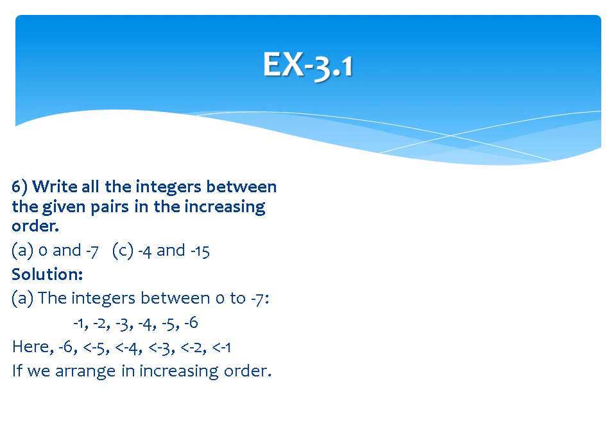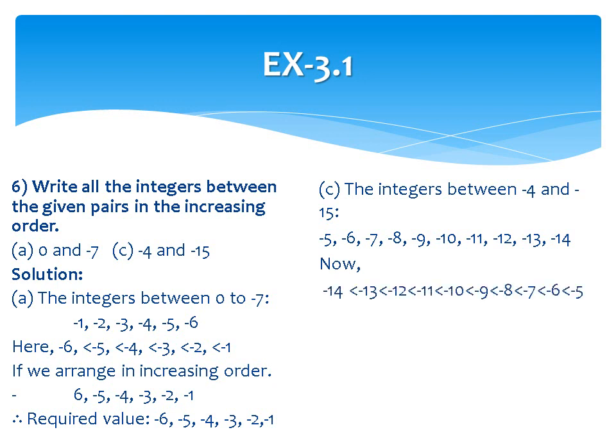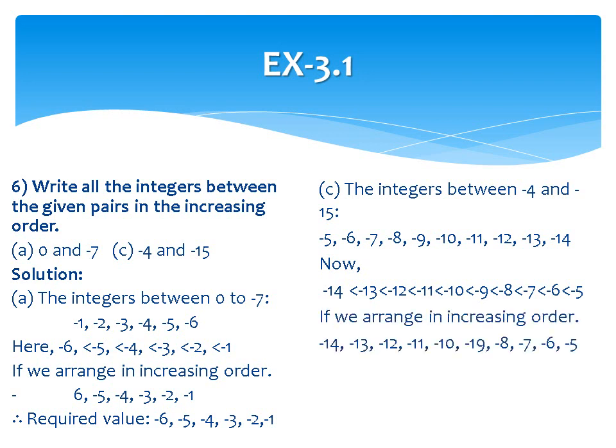The next one, if we arrange in increasing order, you can see minus 6, minus 5, minus 4, minus 3, minus 2, minus 1. So the required value is that. And number C, the integers between minus 4 and minus 15, you can see minus 5, minus 6 up to minus 14. Now in increasing order minus 14 is very low and minus 5 is highest. So in increasing order the numbers go like that, and the required value is this.